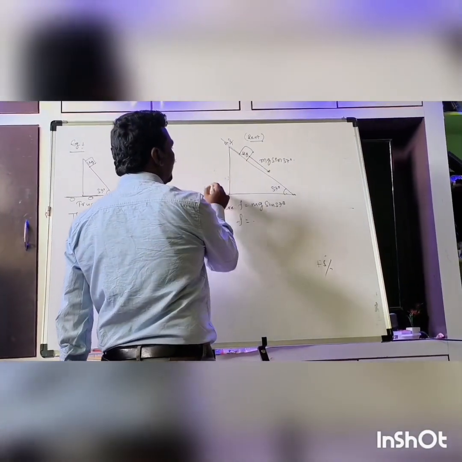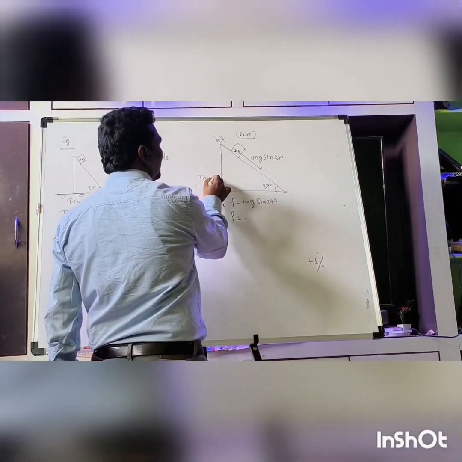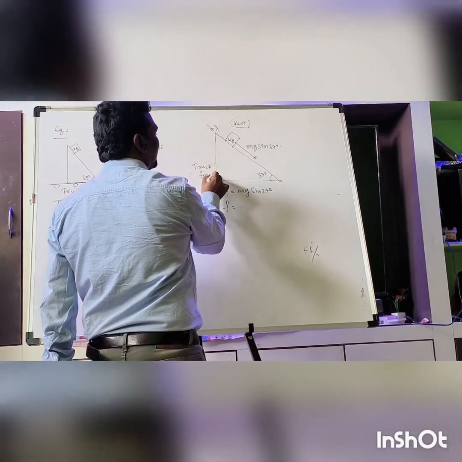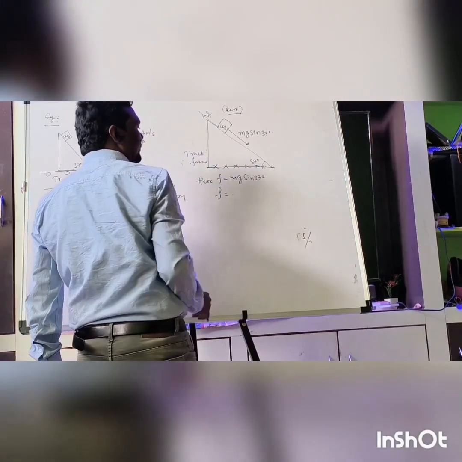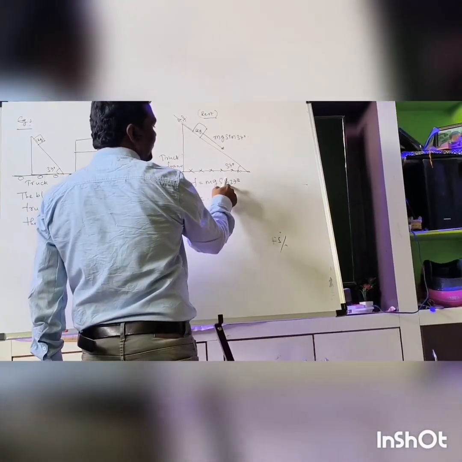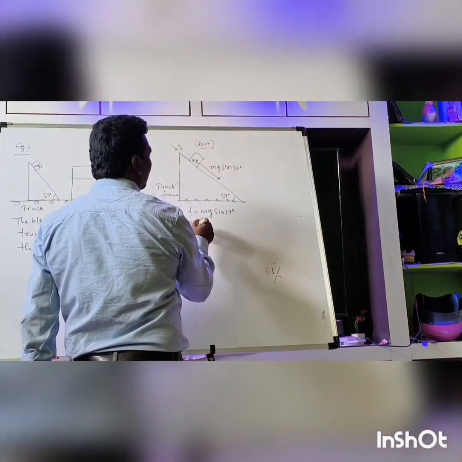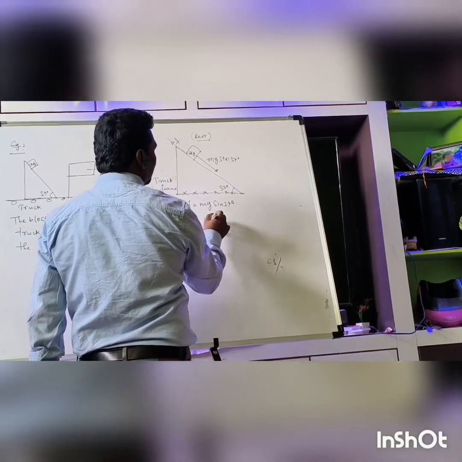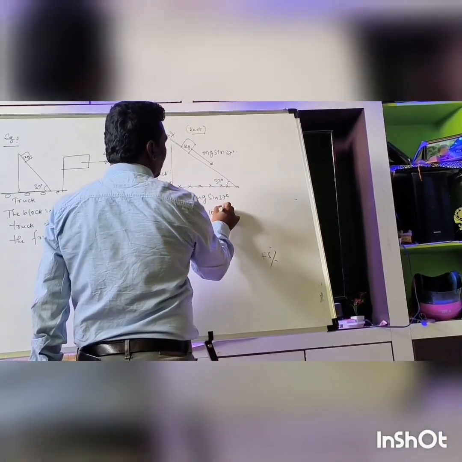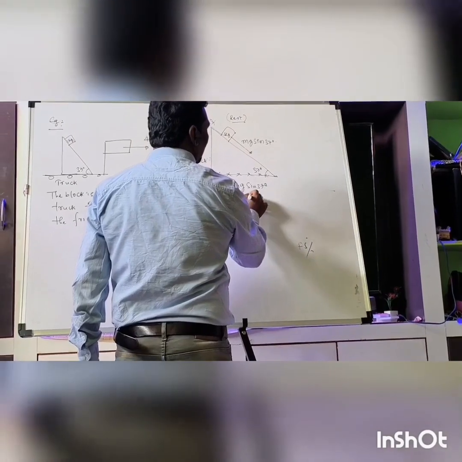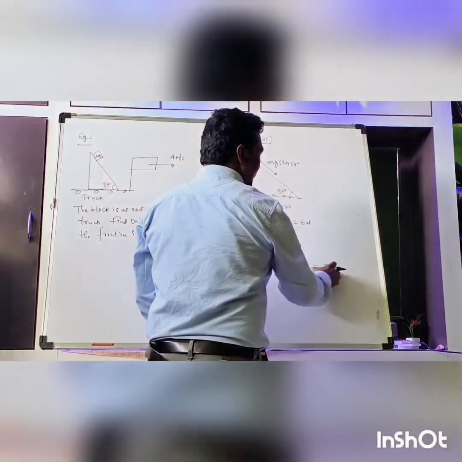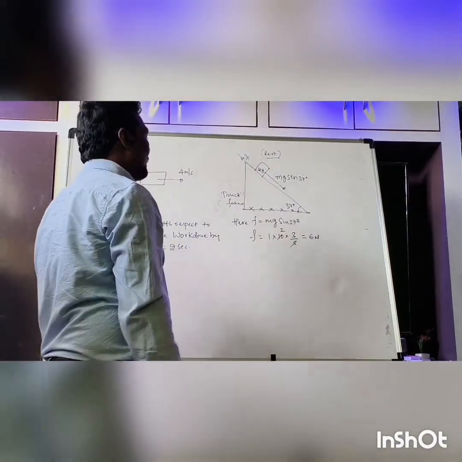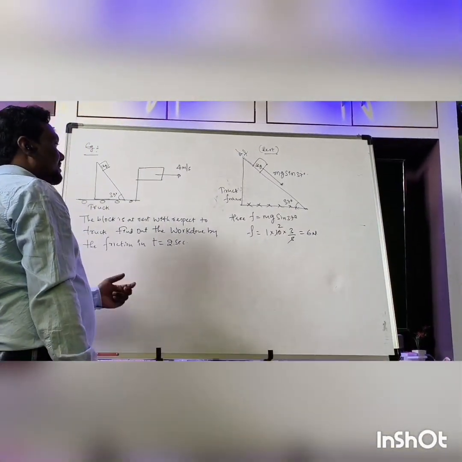Now this is the truck frame, the frame of truck. The inclined plane is at rest. F is equal to mg sin 37. What is m? 1. What is g? 10. What is sin 37? 3 by 5. So friction is equal to 6 Newton. We got the friction is 6 Newton.